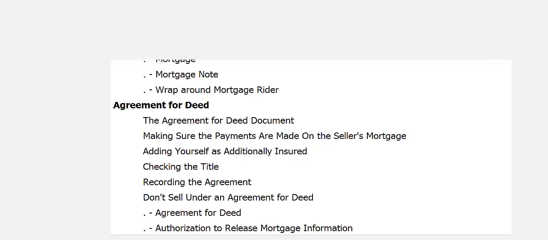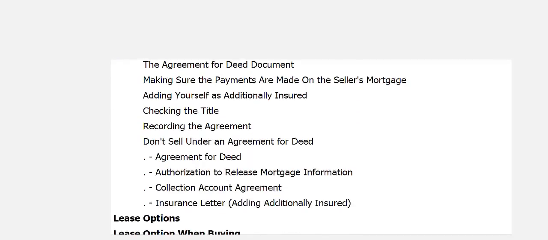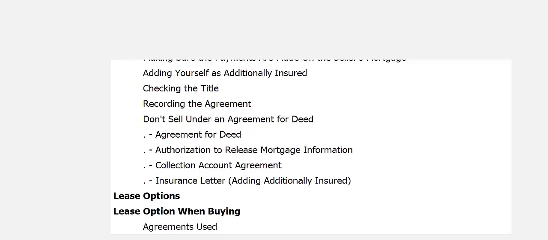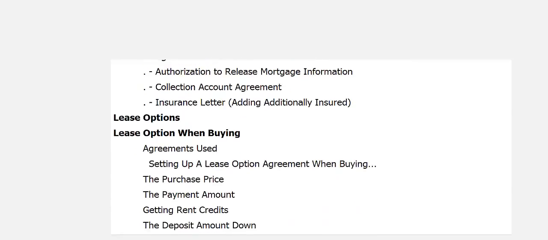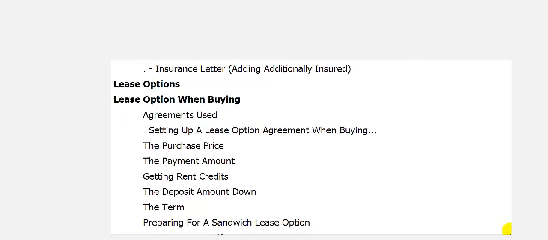Agreement for deed, authorization to release mortgage information, collection account agreement, insurance letter, adding additionally insured. Now we have a big section on lease options. Lease options when buying, lease options when selling. Let's go over lease options when buying. Agreements used. Setting up a lease option agreement when buying.